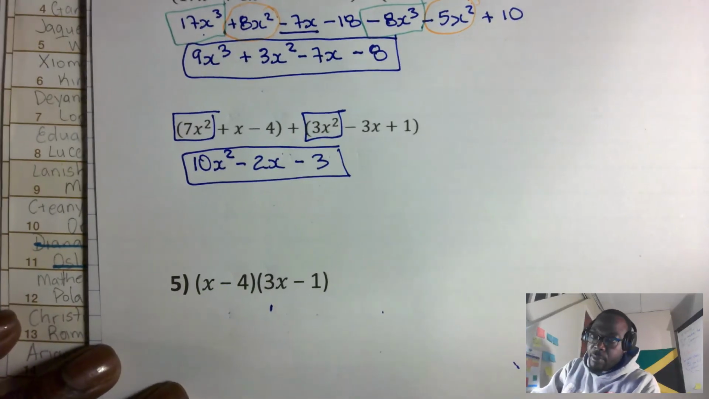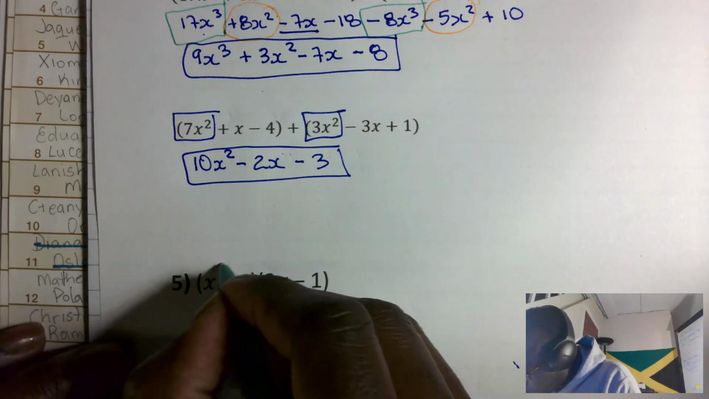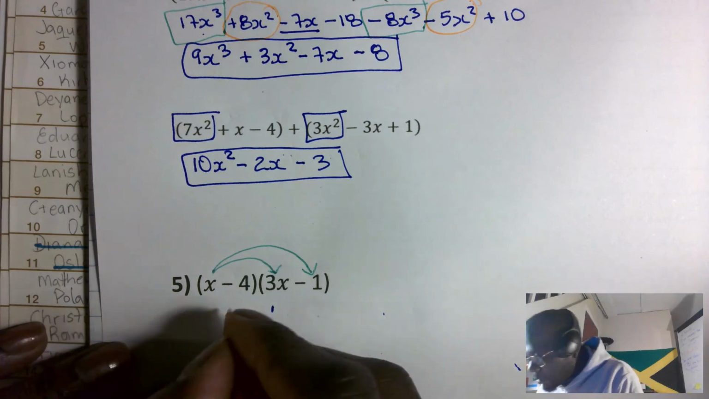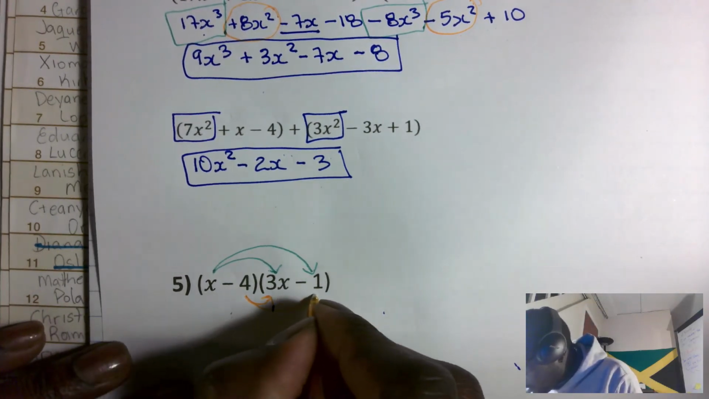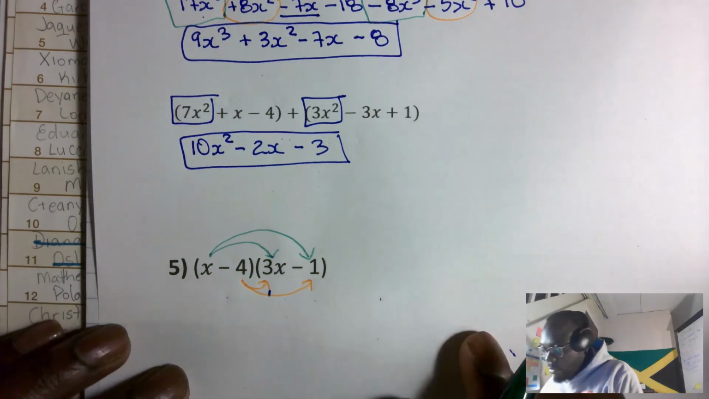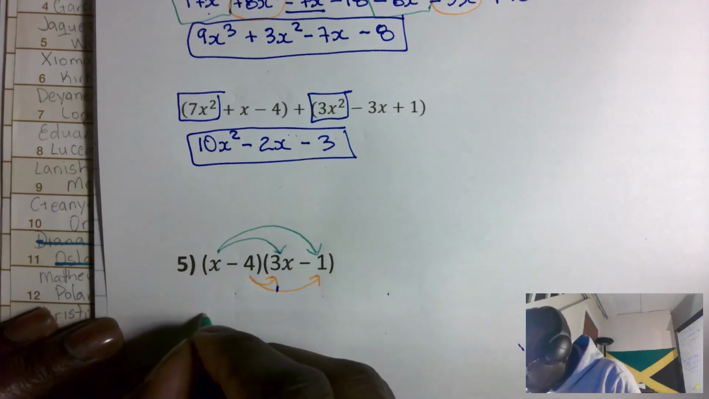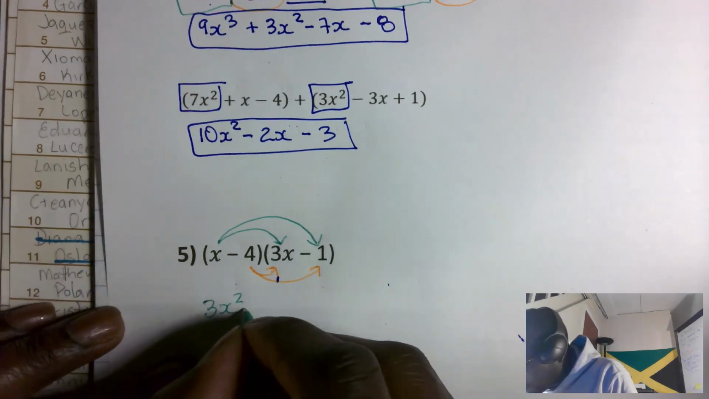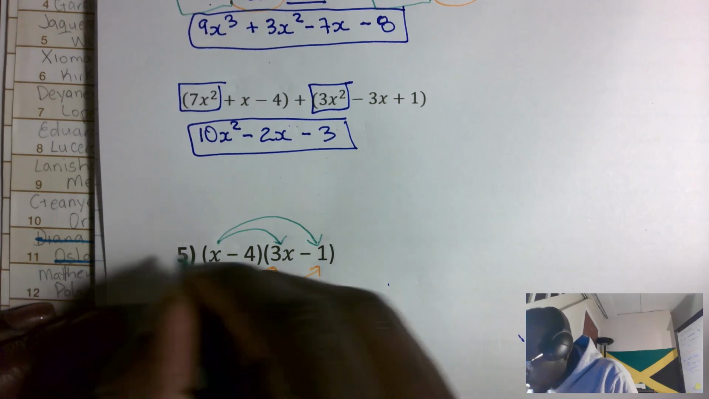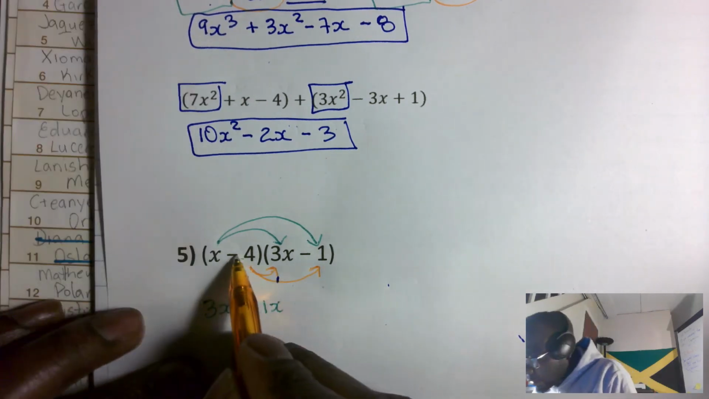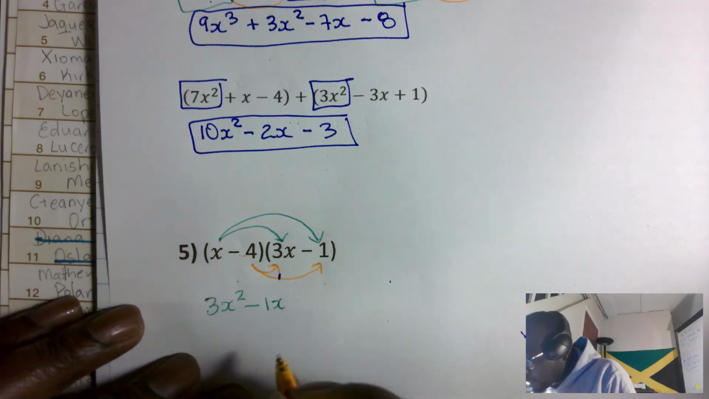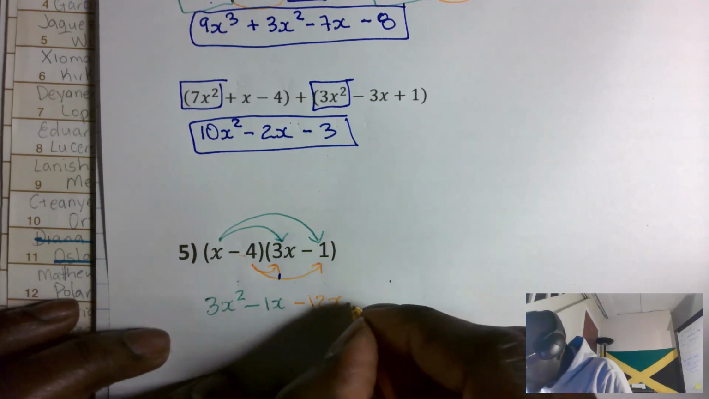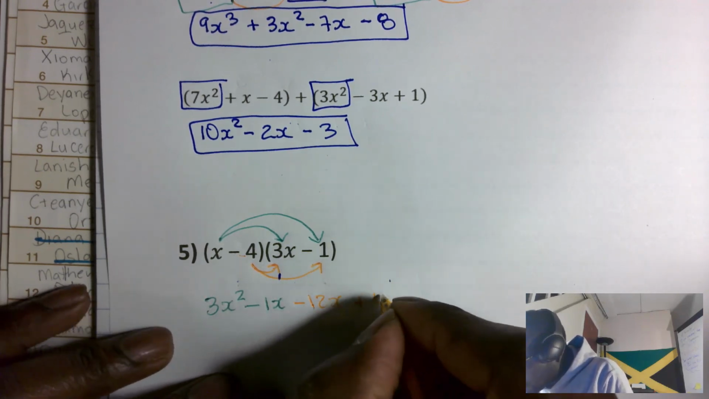Now here, what are we doing? We're foiling. So I'm going to distribute here. All right. And then here, I'm going to say that times that, that times that. All right. So I'm going to use the ink to show. So x times 3x is going to give me 3x squared. All right. And x times negative 1 is going to give me minus 1x or minus x. All right. So negative 4 times 3x is going to give me minus 12x. And negative 4 times negative 1 is going to give me plus 4.